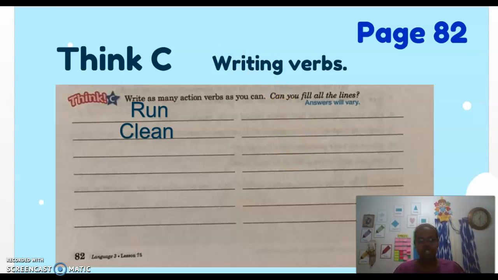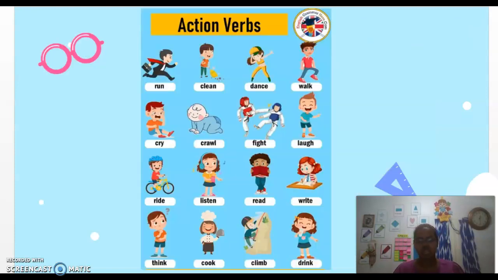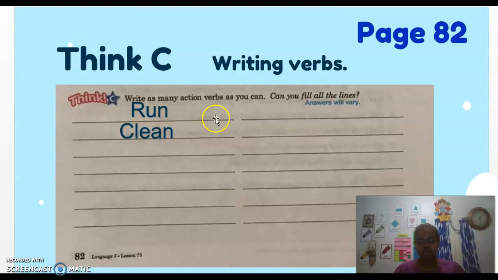As you remember, yesterday I showed one picture with 16 verbs. So here I have 16 verbs. So that means that you're going to have 2 extra verbs. So copy those verbs that I have here in each one of the lines. For example, run, clean, jump, dance. So you're going to write one verb in each one of the lines.